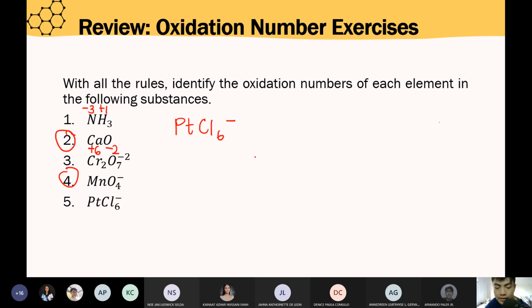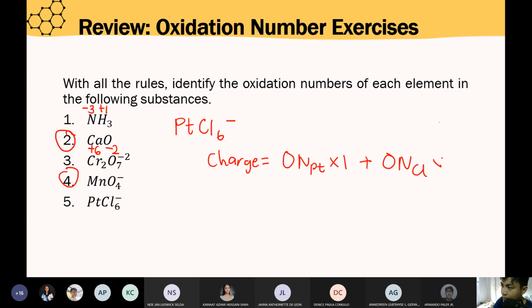Okay. So, as you can see, PtCl6 minus has a charge of -1. So, the charge is the total of the oxidation number of platinum times 1, since there is one, plus the oxidation number of chlorine times 6, since there are 6. We know the charge is -1, and of the two oxidation numbers, which one is mentioned in the rules? We found nothing about platinum, so this should be X. How about Cl? Cl is a group 7 element, right?